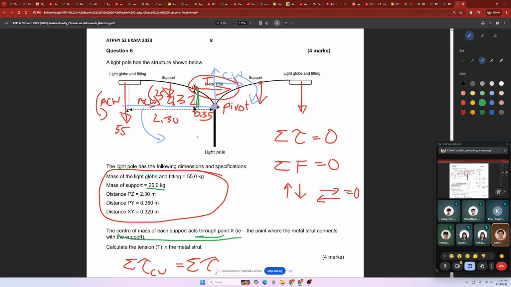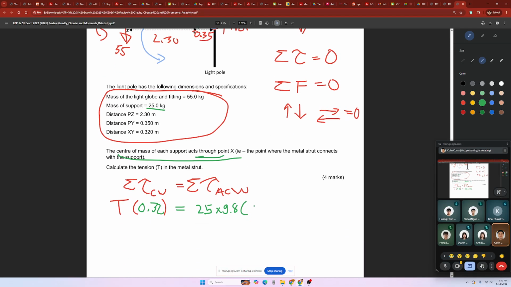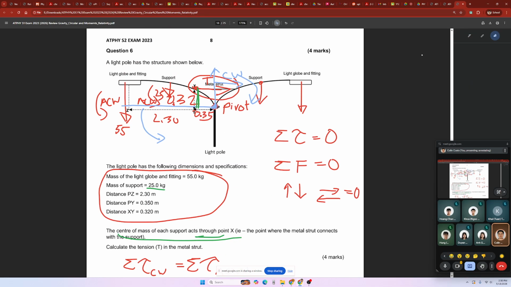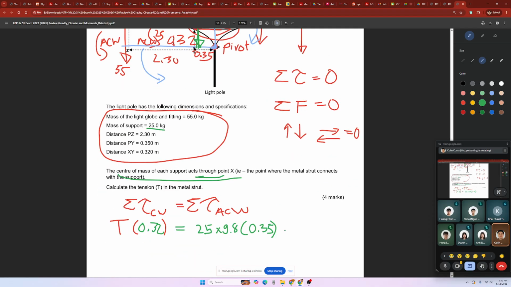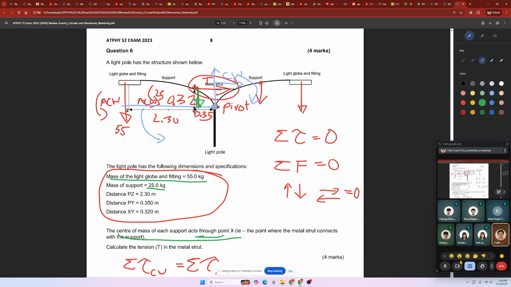I put it at the wrong spot. I should have read that a little bit better, but I double checked my work, okay? There we go. There's the distance of the support. So I'm just going to remove this and put it back over to here, okay? And then, of course, our bulb and fitting, and its distance from the pivot is this entire length Z to P, so it's 2.3.